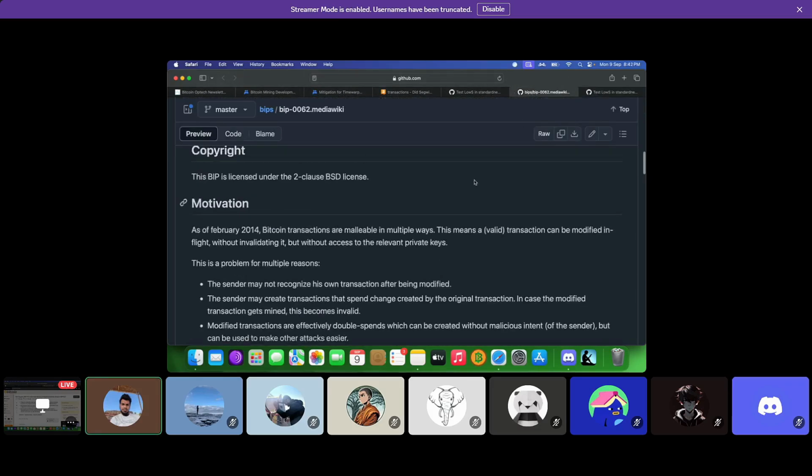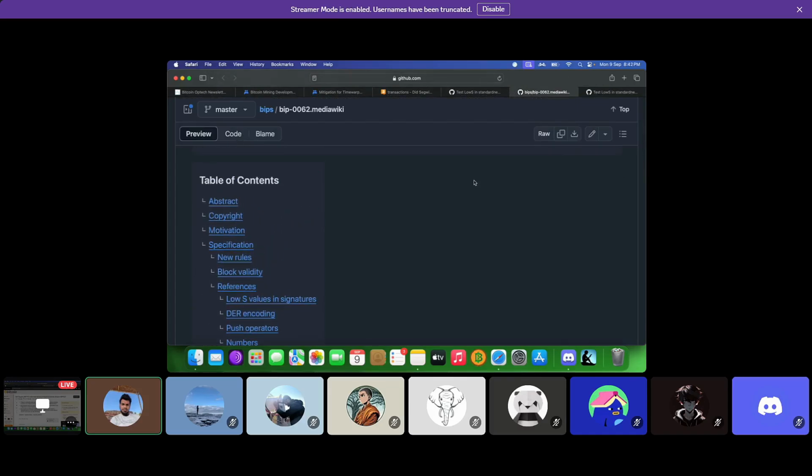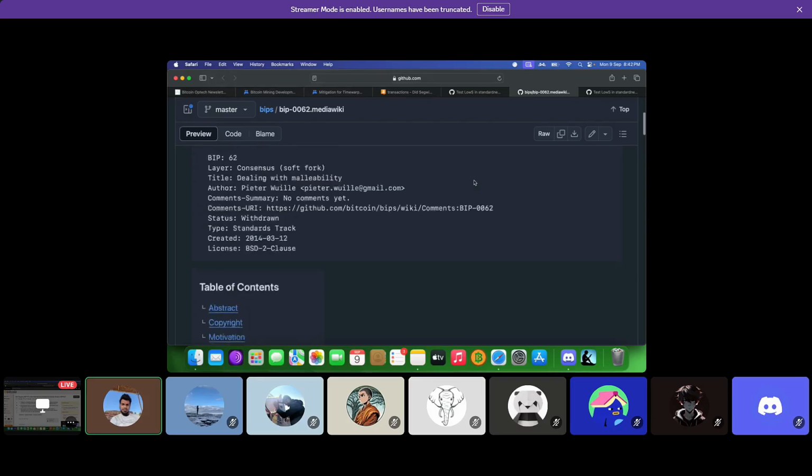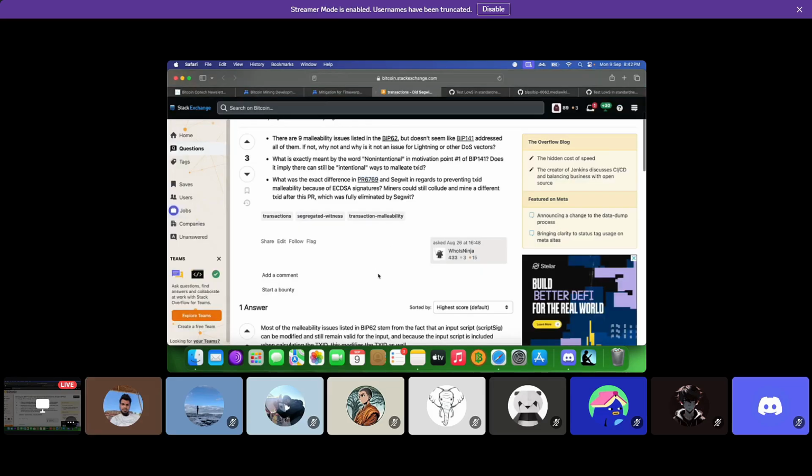BIP 62 fixes all nine, while not splitting the script sig or the witness data from the transaction. Then comes BIP 141. It just splits off the source of all the quote unquote problem. It just splits the entire digital signature from computing the TX ID. So no matter what anybody does to the digital signature, the TX ID will not change. So these are like the three stages you can say of how malleability was mitigated.